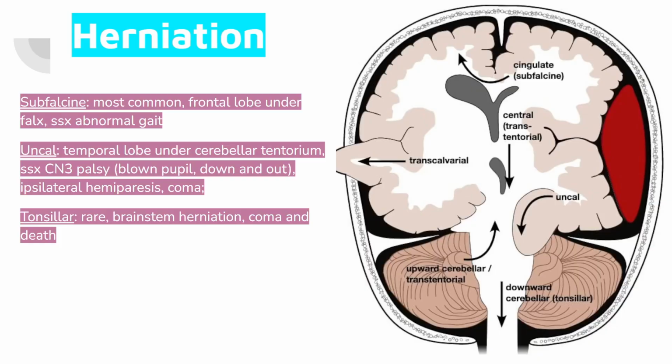There are different flavors of herniation. Subfalcine, right under the falx, is the most common, where the frontal lobe goes from right to left or left to right. Uncal herniation is when the temporal lobe herniates down into the cerebellum. These patients will have a blown pupil and ipsilateral hemiparesis. Those are very sick patients. And tonsil herniation, they're less likely to ask about, but that's when the entire brainstem goes through the foramen magnum. Those patients essentially are dead.